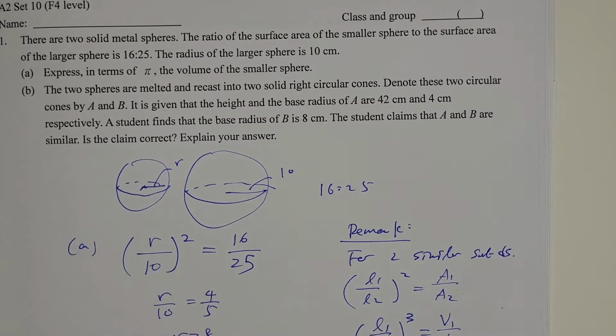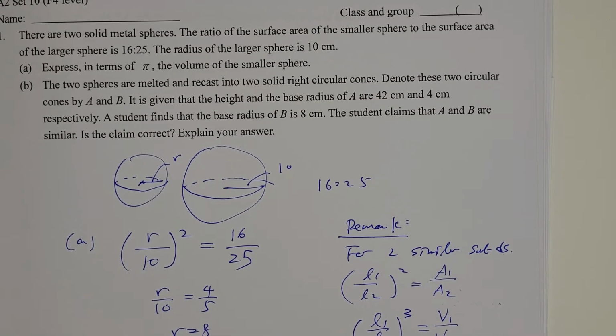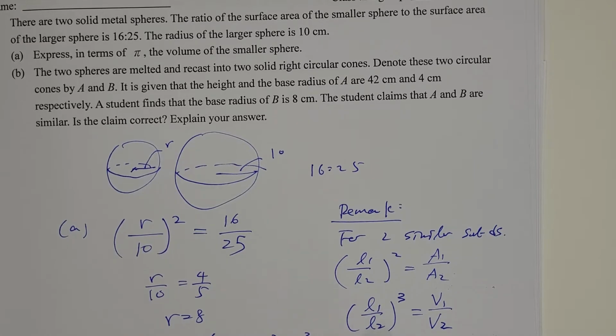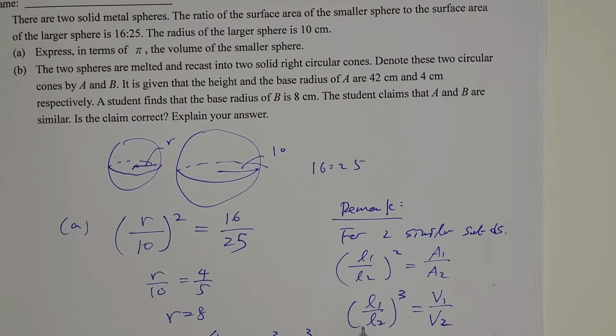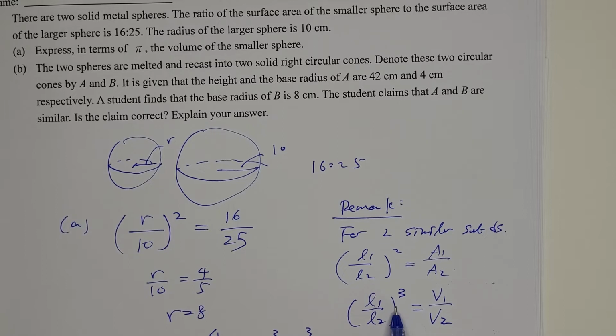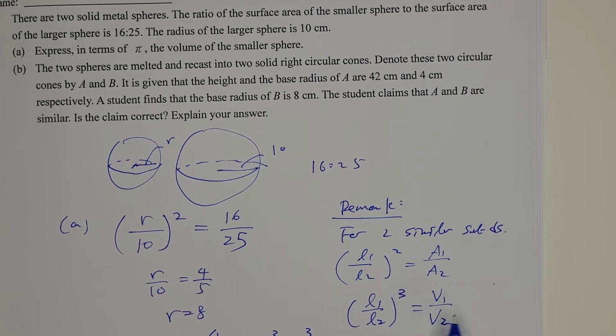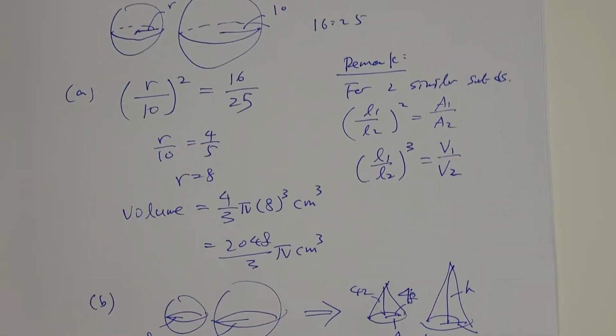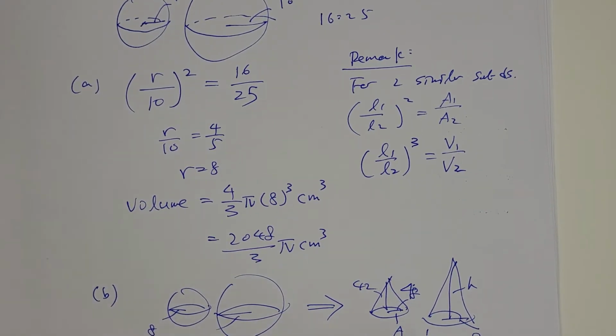If you want to check whether two solids are similar, you need to check their length ratio, take the cube, and see whether it is equal to their volume ratio. You need to compare these two values. If these two values are equal, then these two solids are similar. So you need to find the volume of this cone.